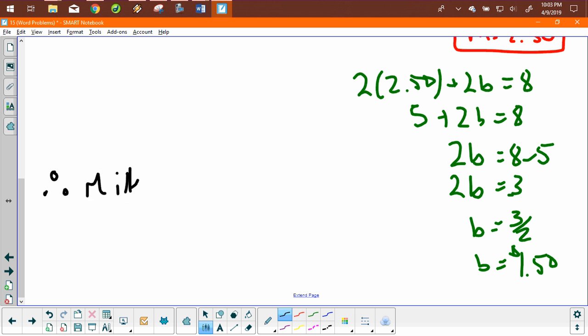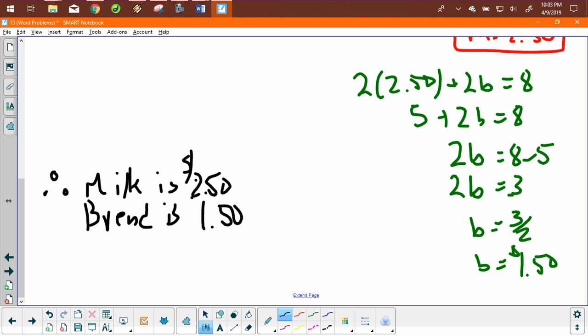So therefore, milk is $2.50. Bread is $1.50. Okay, and there you go.